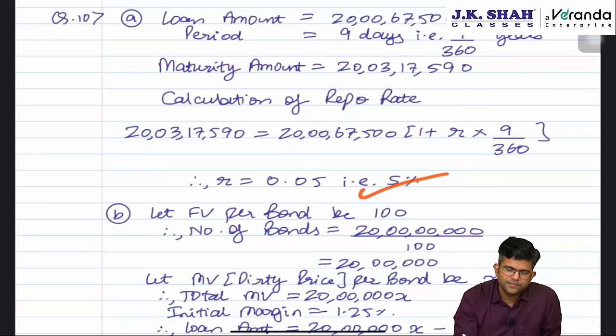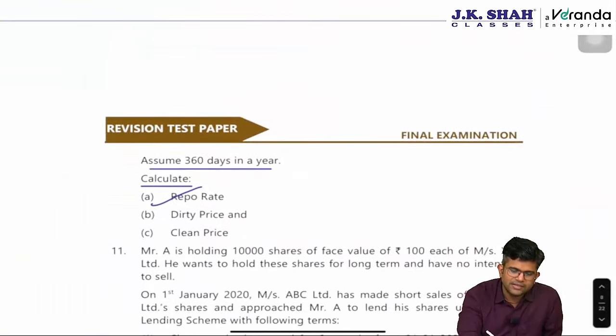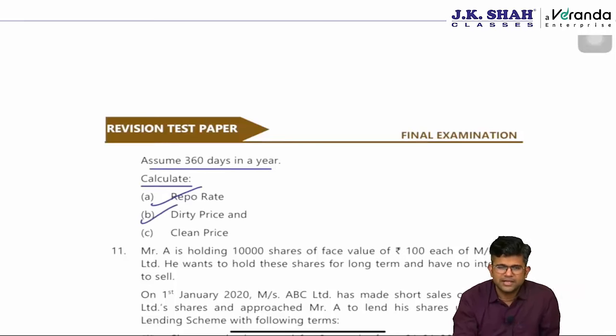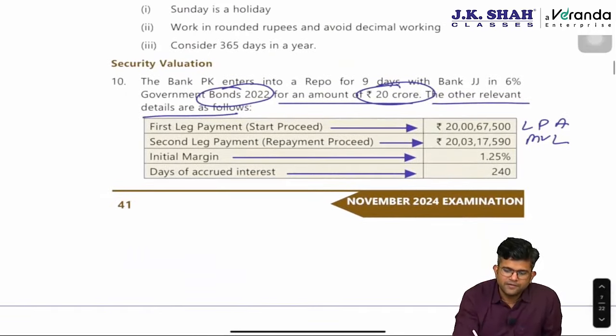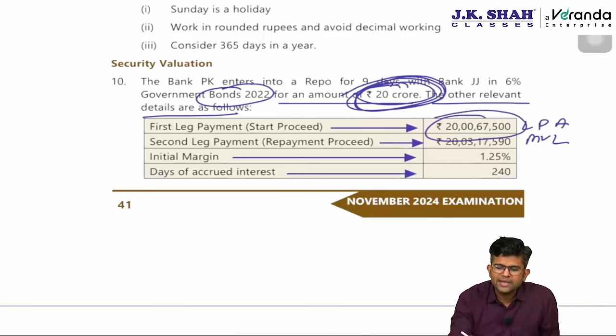And when you solve this, you get the repo rate as 5%. Moving on students, the next thing that they are asking you is dirty price. Now let me explain this. Students, the face value of the bonds was 20 crore. Why then was the loan given more than 20 crore?